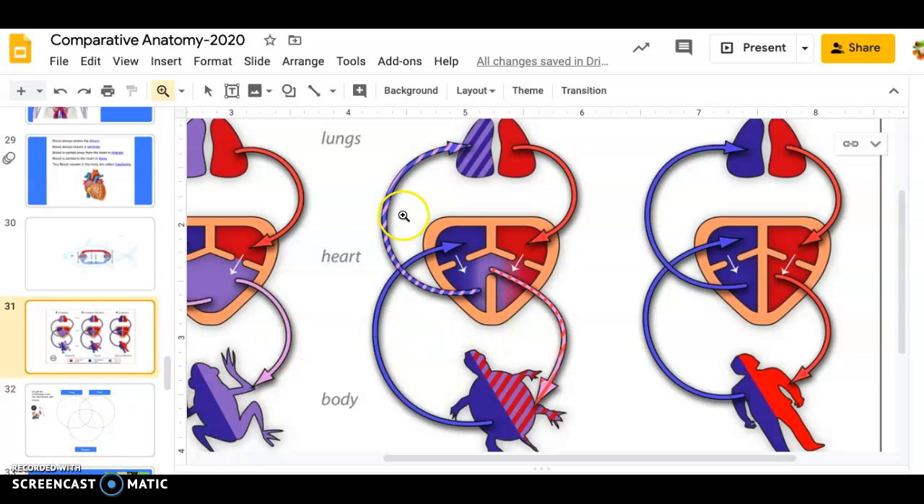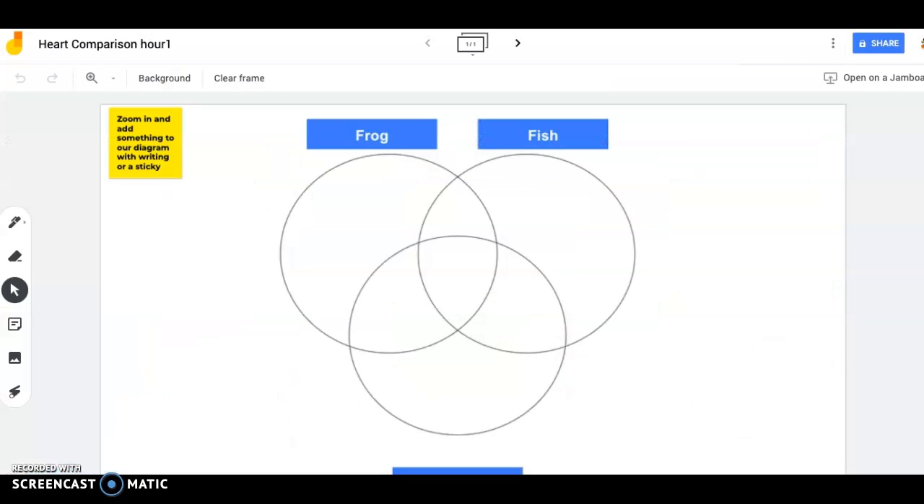In time, what I'd like you to do is head back to Classroom, and on the same post there is a Jamboard, and it kind of looks like this. And your job then is to add something to this complicated Venn diagram. Remember, in the frog circle, these are things that frogs have. In the fish circle, these are things that fish have. And in the human circle, these are things that humans have.